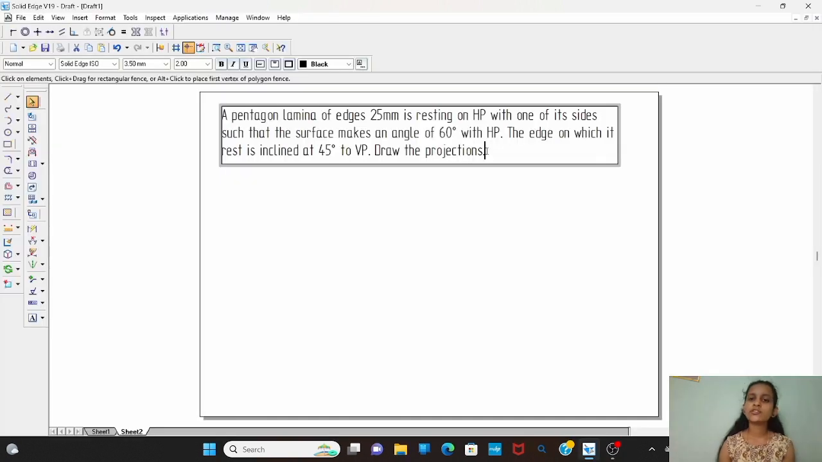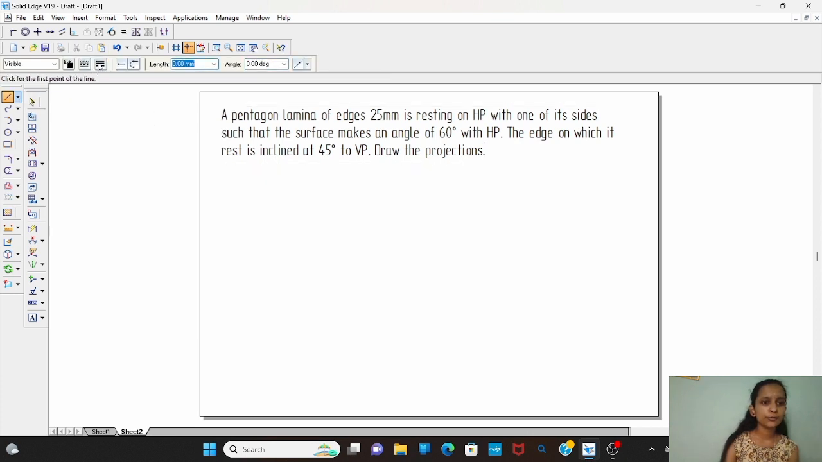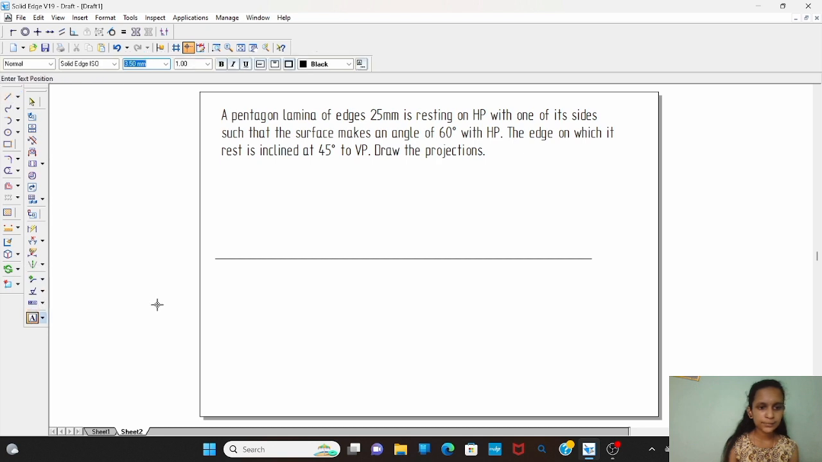Is related to the projection of planes, especially related to the pentagon. A pentagon lamina of edges 25 mm is resting on HP with one of its sides such that the surface makes an angle of 60 degree with HP and the edge on which it rests is inclined at 45 degree to VP. Draw the projections. Initially select the line option of thickness 0.35 mm. Let me draw one XY line. Select the text option. Name it as X and Y.